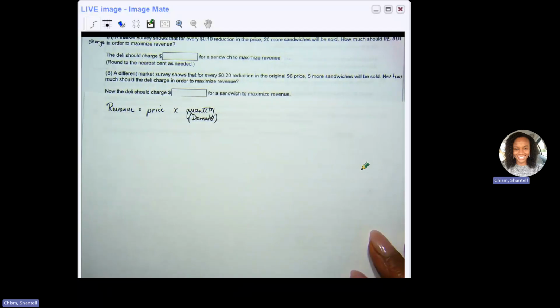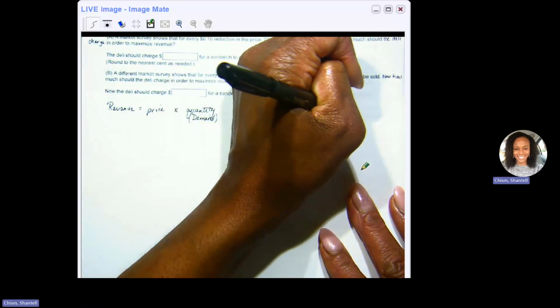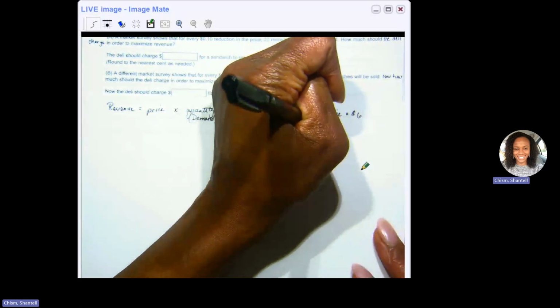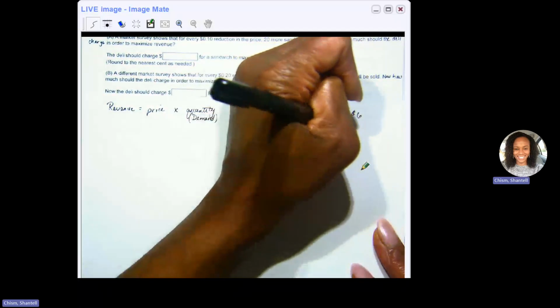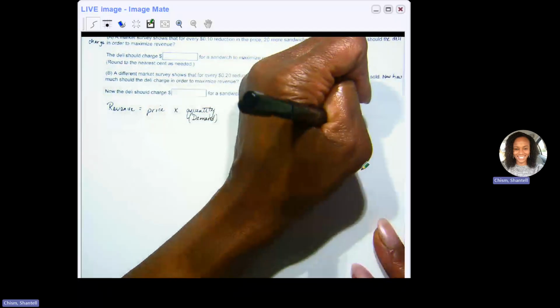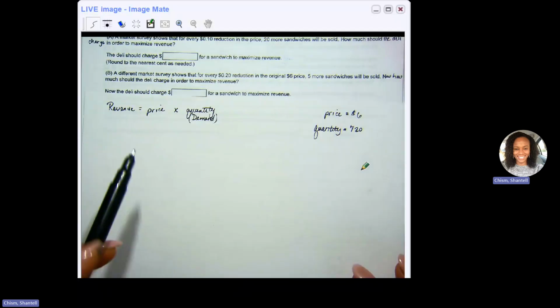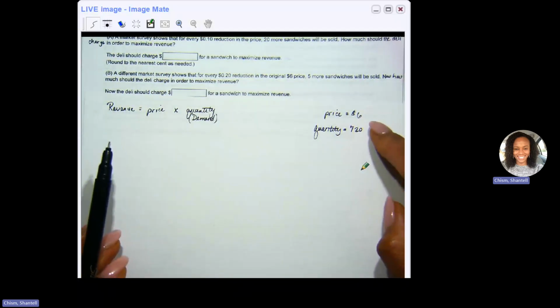Okay. Then on part A specifically, so let me just jot that down. Price to start with, the price is $6 when quantity sold is 720. So I'm just letting that hang out for a little bit because I will write equations for price and quantity based upon these original amounts.